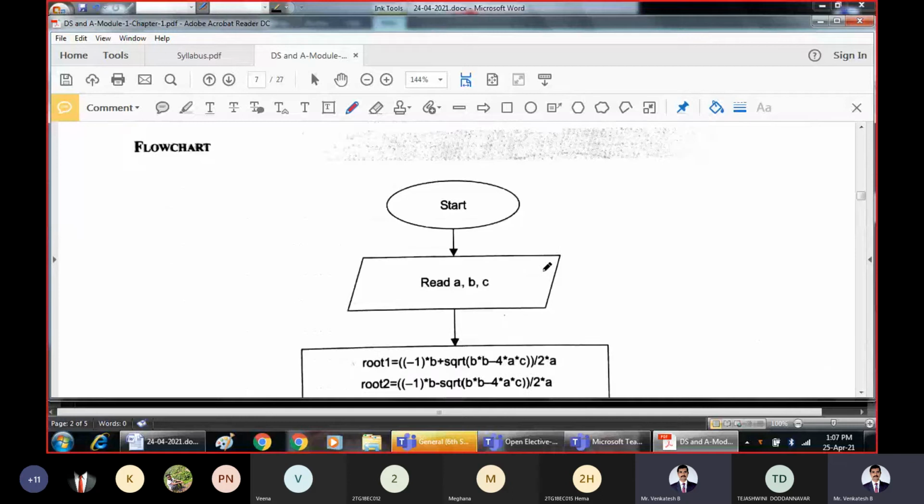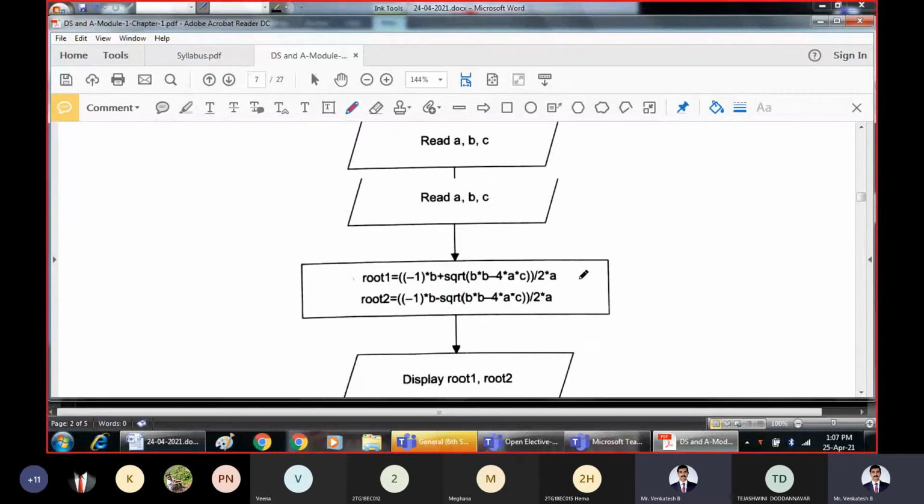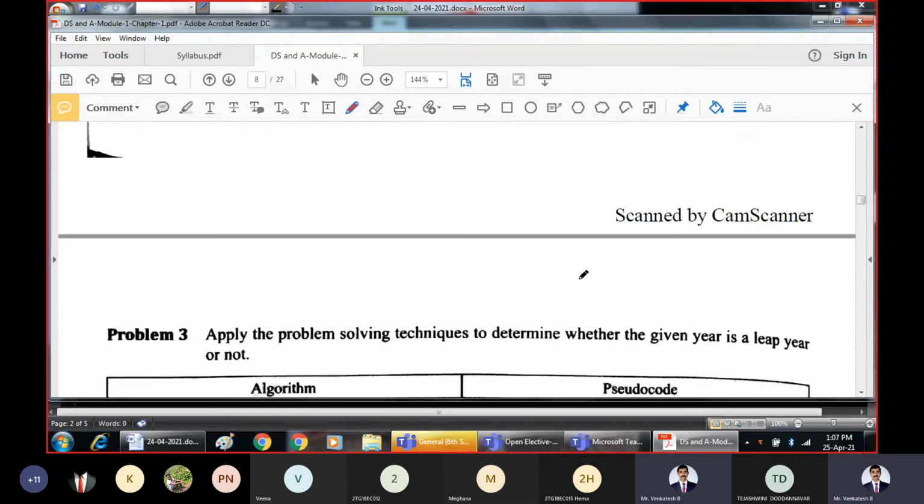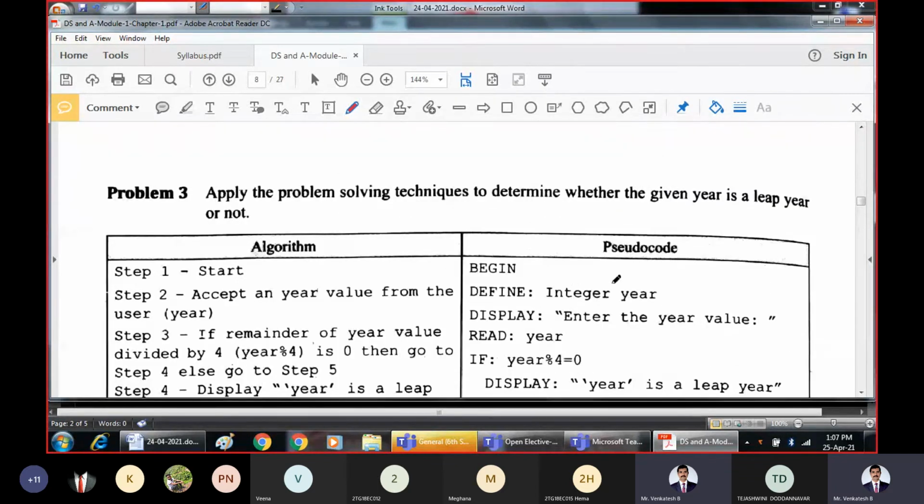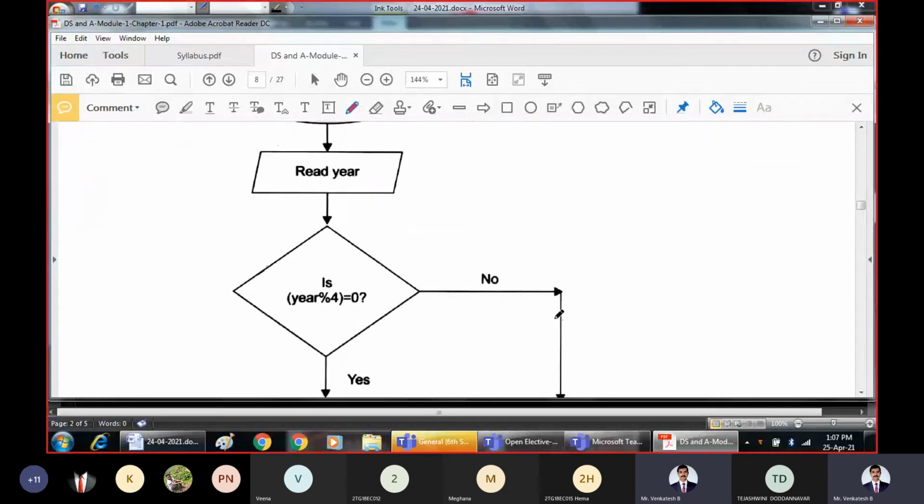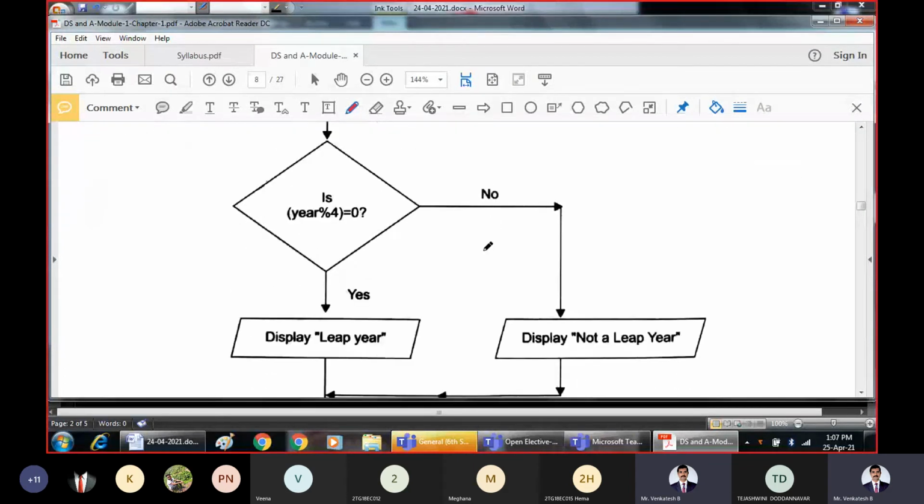Roots of a quadratic equation, which is known to you. I think the mathematical part is known to you. Again, it is having complexity. So leap year or not is a very simple procedure, right? So some problem is being taken.